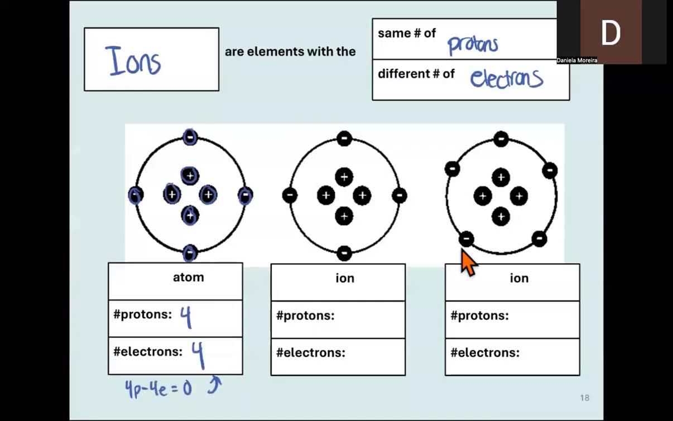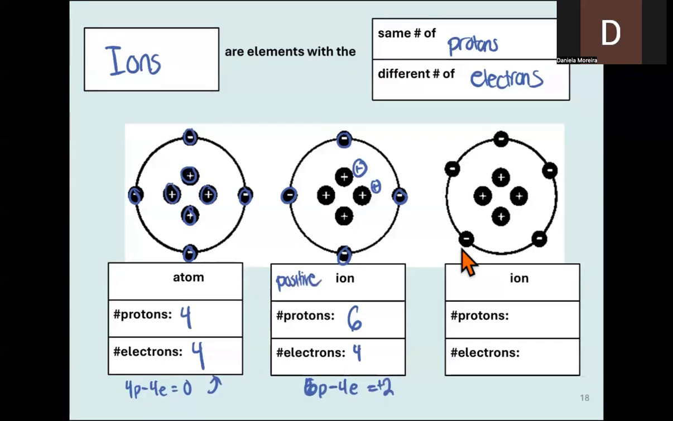Here we have another ion where there are, wait, this is a terrible image. Let me just fix this image. All right, now we have 6 protons and 1, 2, 3, 4 electrons. If we try our calculation, 6p minus 4e, we get 2, a plus 2 charge. So this is a positive ion.